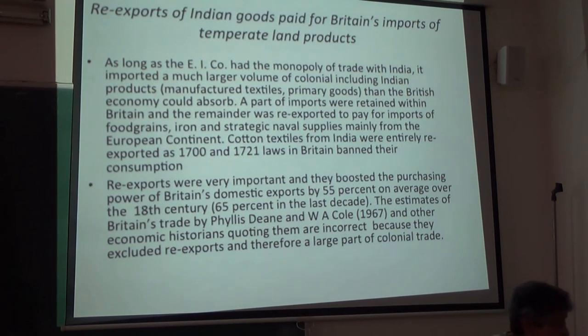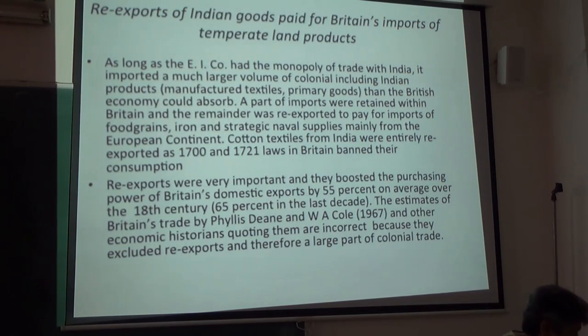Now one of the interesting things which students who have attended my classes know, but the others don't, is that the re-exports were very important. They boosted the purchasing power of Britain's domestic exports by 55% on average over the entire 18th century. This went up to 65% in the last decade. So the company was directly using tax revenues to purchase goods, part of it being retained in Britain, the rest being used to purchase temperate land goods. And these re-exports as a proportion of Britain's domestic exports amounted to 2/3 by the time you get to the period of Industrial Revolution. And here's the interesting point.